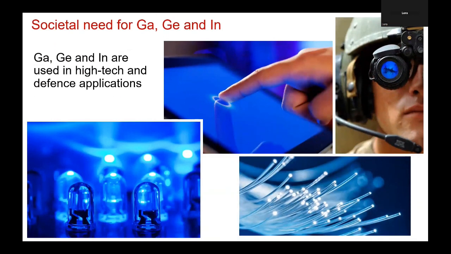Why? Because they're actually quite important for the high-tech applications of nowadays, whether it is touch screens for personal devices, or LEDs for all sorts of applications, or even network communication. So the fiber optics use a lot of germanium. But also for defense applications, these guys trying to shoot you in the dark will use lots of germanium for their night vision goggles. So let's give them some.